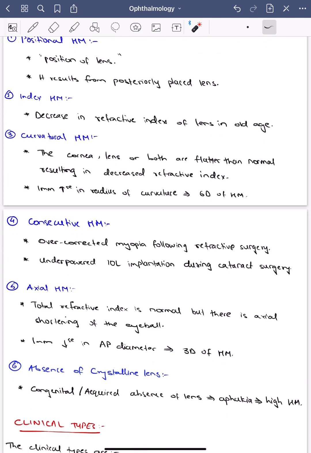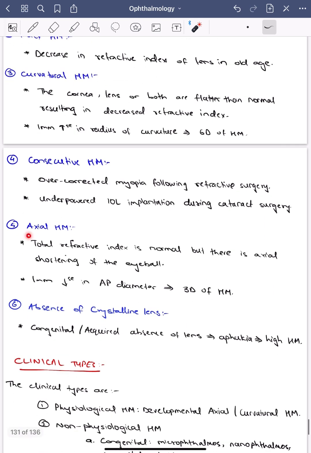Next is consecutive hypermetropia. Now, this may be due to overcorrected myopia following refractive surgery or underpowered intraocular lens implantation during cataract surgery. Okay, so overcorrected myopia. Remember, in myopia, the light rays meet in front of the retina, and if there is overcorrection, the image may be formed behind the retina. So this is about the overcorrected myopia, and the second is underpowered intraocular lens implantation during cataract surgery. So this is about consecutive hypermetropia.